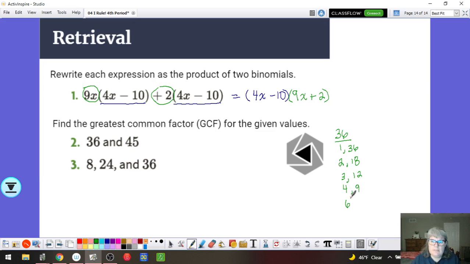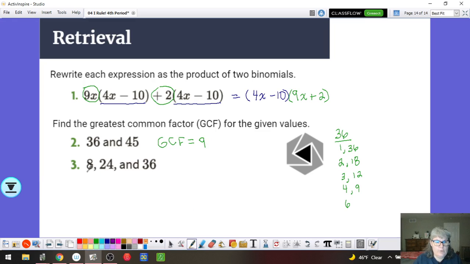So of all of these numbers, which one is the largest one that divides 45? Well, we can rule out anything that's even because 45 is odd. And 3 does, but it's not the largest one. So the largest not even number that we have in this list is 9. And 9 does go into 45 5 times. So the GCF, the greatest common factor of those two numbers, is 9.